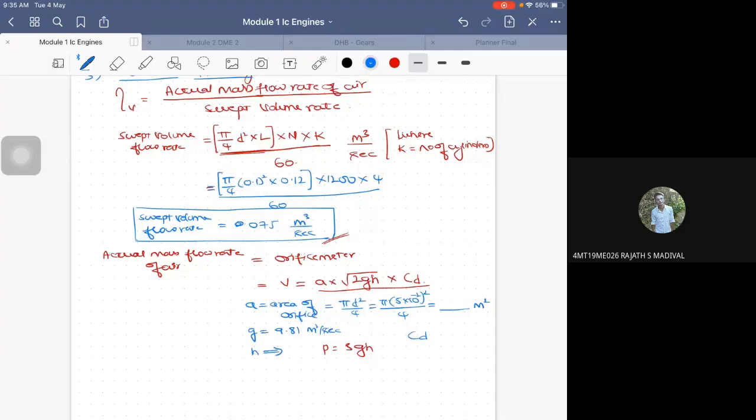CD is given as 0.6. Now, if I somehow get to know the volume or this height, then I can calculate my actual flow rate using the orifice meter.